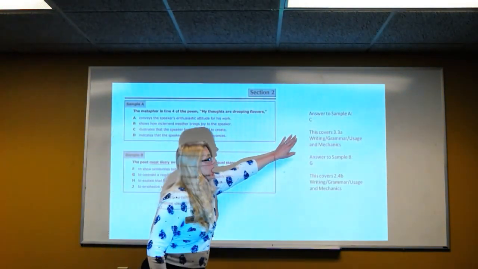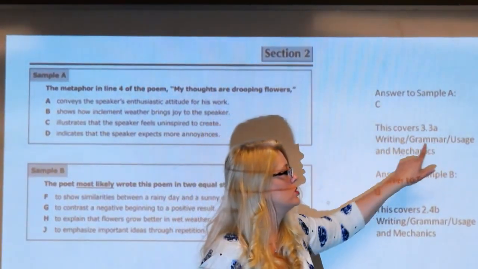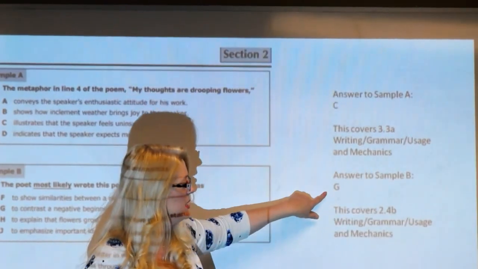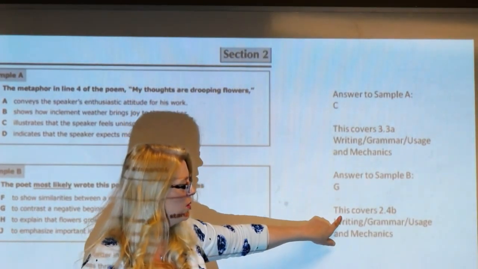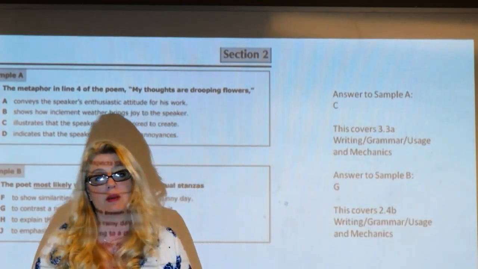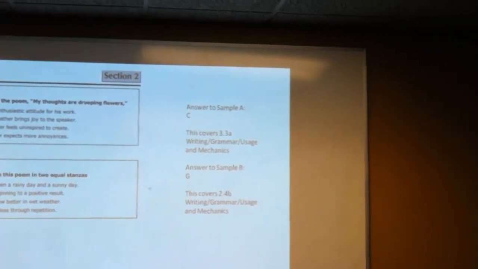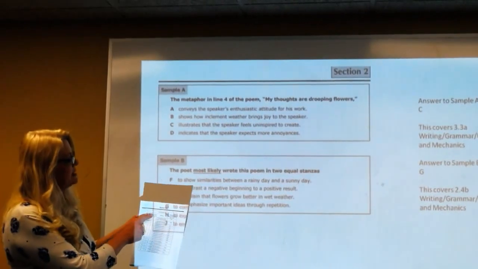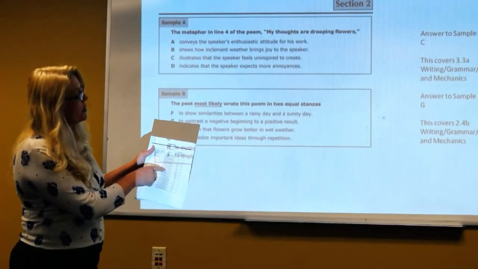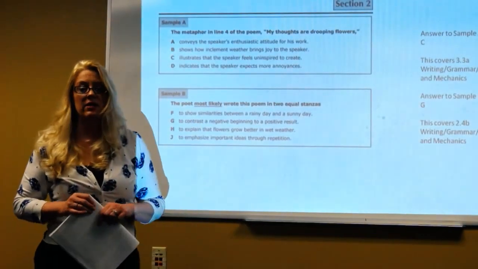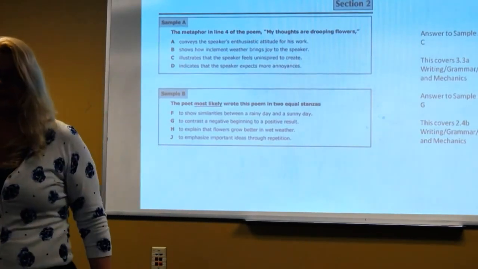Sample A covers standard 3.3A in writing, grammar, usage, and mechanics. Sample B, the answer is G, and it covers 2.4b in writing, grammar, usage, and mechanics. That's how this relates to the standard, objective, and skill. So on page 41, it has the item number, the correct answer, the strand, and the standard. So that's how this relates to the standards that I was teaching you to use at the beginning of the boot camp.